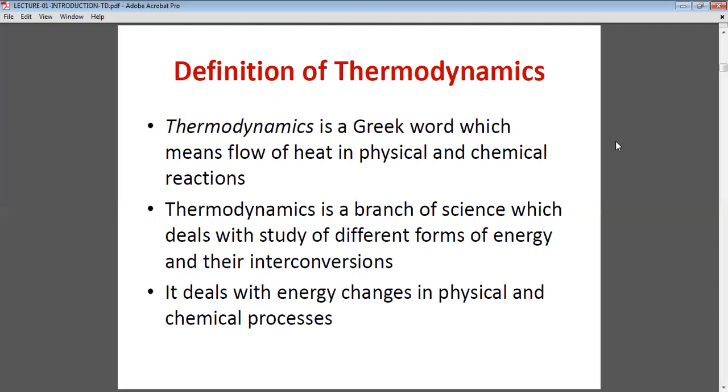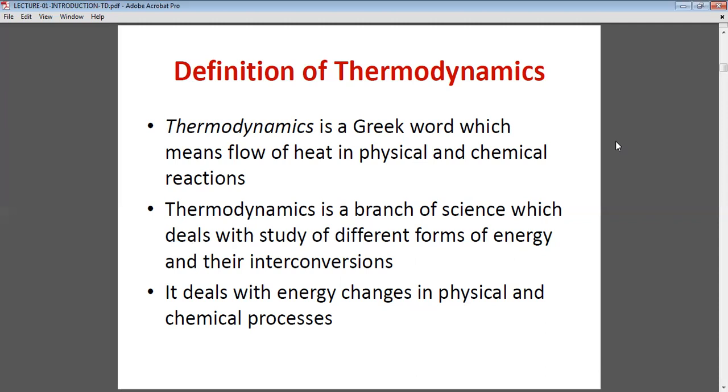Actually, the applications of thermodynamic laws and principles are observed in all fields of energy technology, that is, in nuclear power plants, steam power plants, IC engines, gas turbines, air conditioning, refrigeration, gas dynamics, jet propulsion, chemical process plants. Like that, in all areas, we can see the application of the laws of thermodynamics.